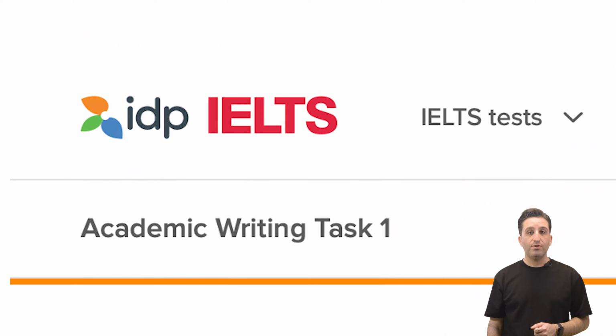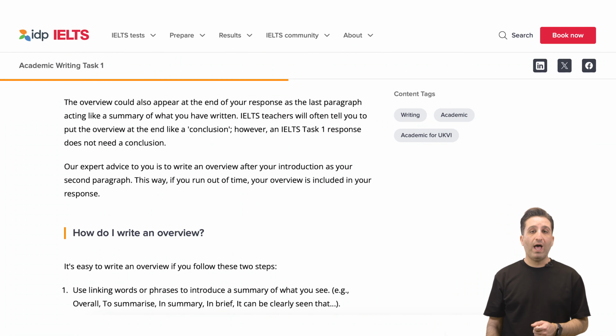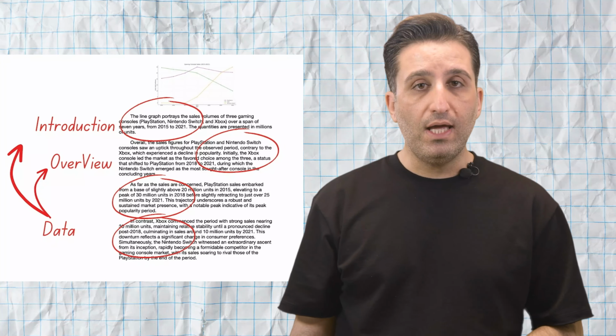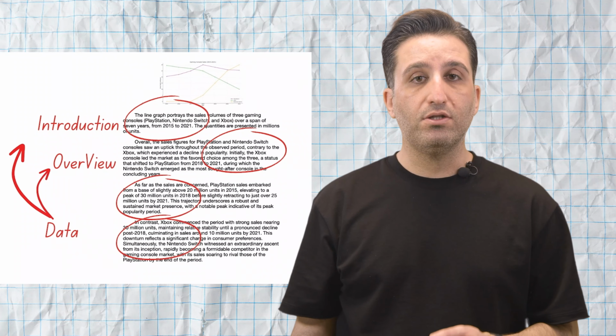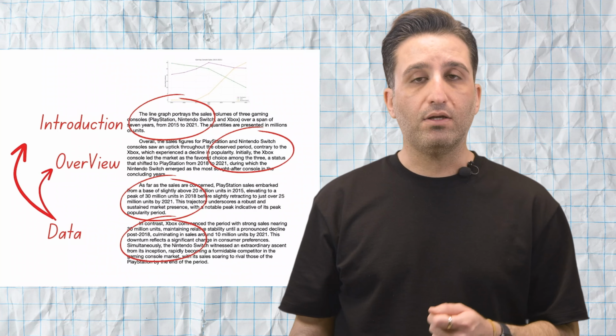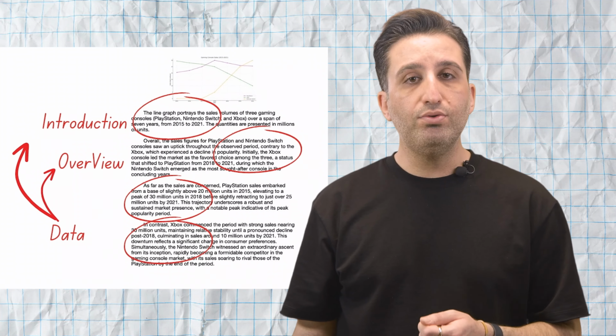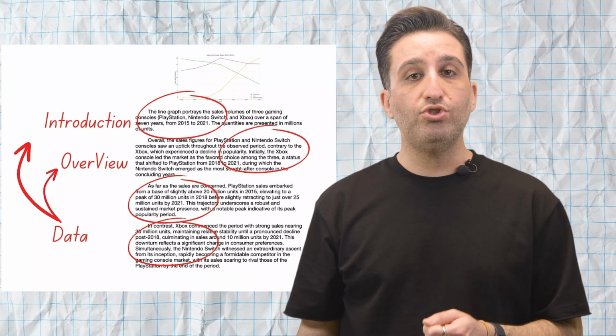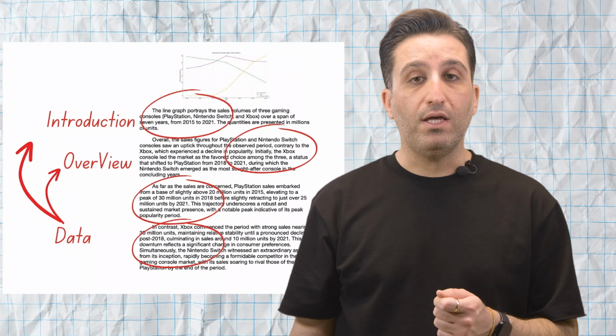IDP advises you to write an overview after your introduction as your second paragraph. This way, if you run out of time, your overview is included in your response. Now, after the introduction and the overview, you must use data to support your introduction and the overview. It seems like a good idea to write two body paragraphs in which you structure the information based on a certain logic.